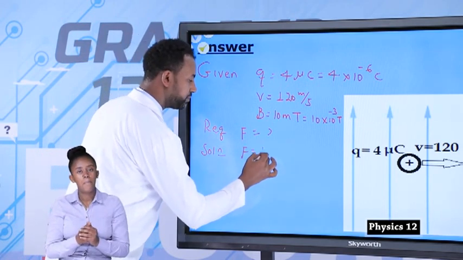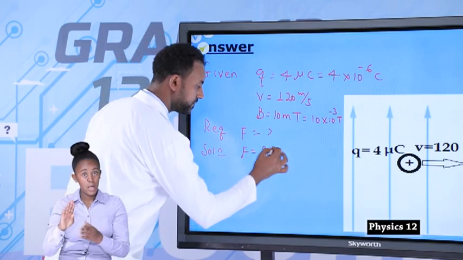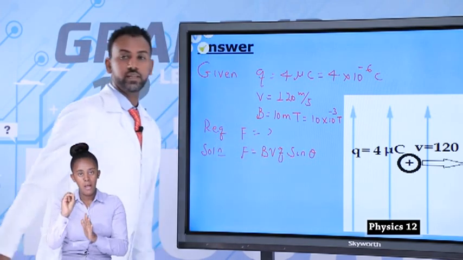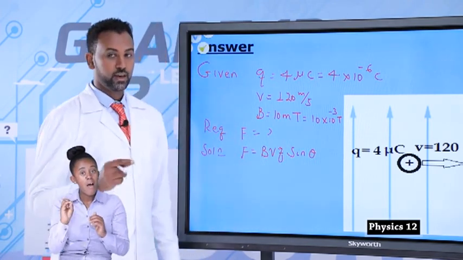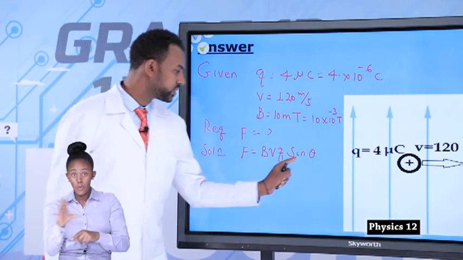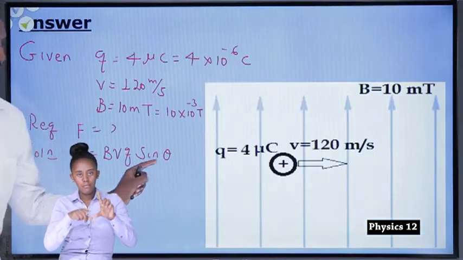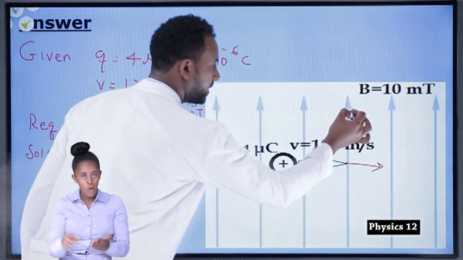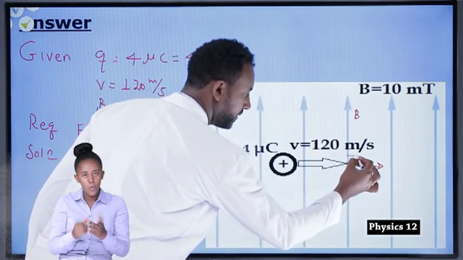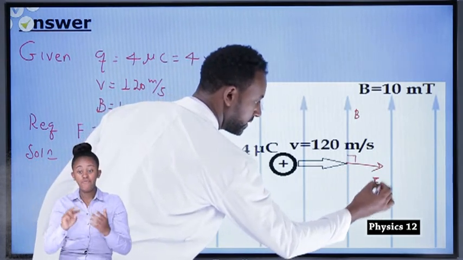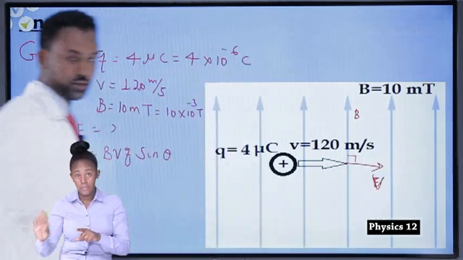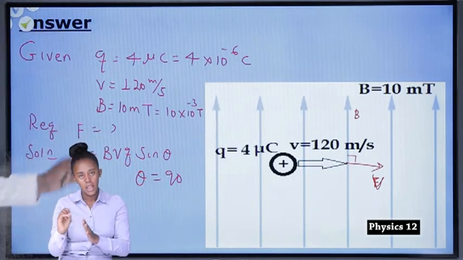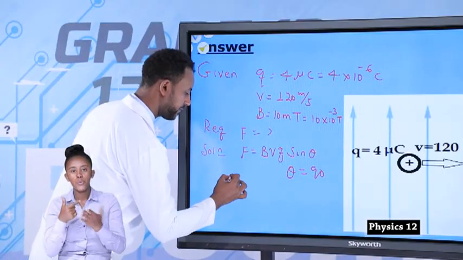Force can be given as B, the magnetic field, V, velocity, Q, sine theta, where in this case, theta is the angle between the velocity and the magnetic field. So what is the angle theta? In this case, the angle is 90 degrees because this is the velocity V and this is the magnetic field B. So the angle between the magnetic field and the velocity V is 90 degrees. So theta is 90 degrees. So when we substitute all these variables, F can be given as what?